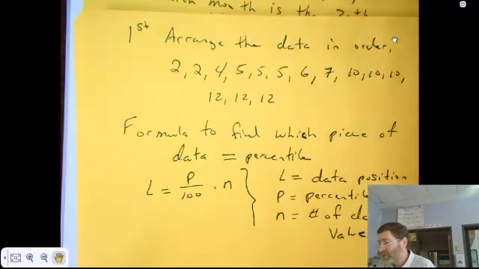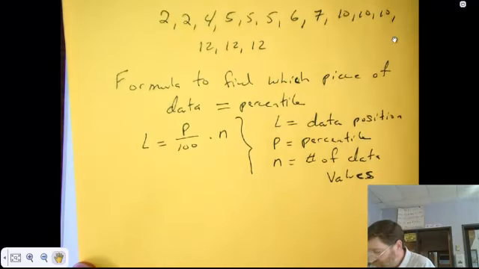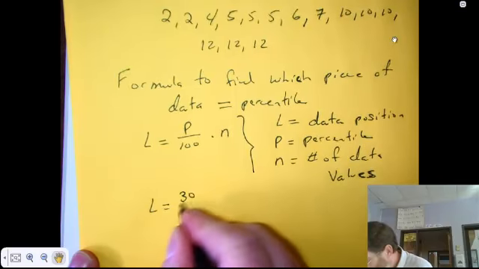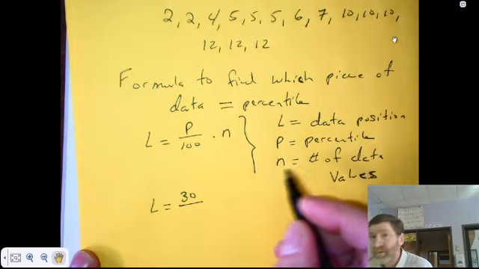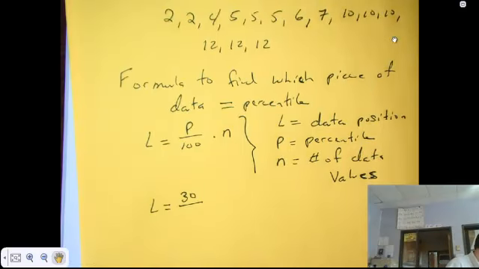So for our question, we said, what is the 30th percentile? So P would be 30. That's an L, yes. I believe your book uses a capital L for that. Is the P capital? I think the book uses a lowercase p.